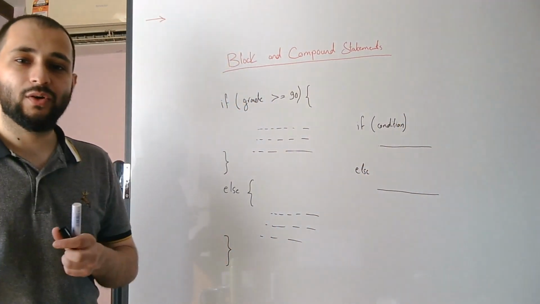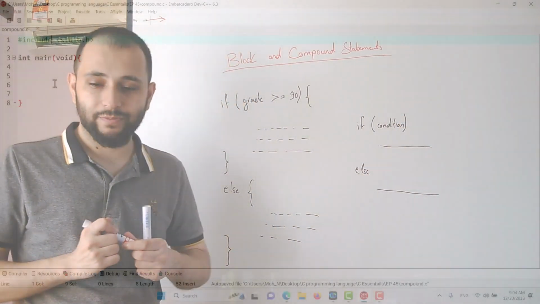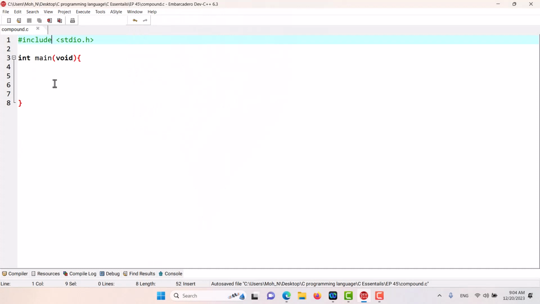So that's it. Let's go and see an example on my laptop. We talked about the block of code for an if statement and the need to have braces, and now let's go and see an example.